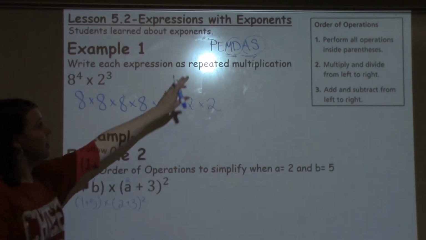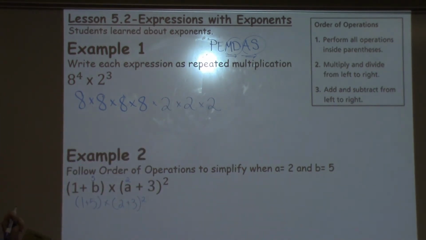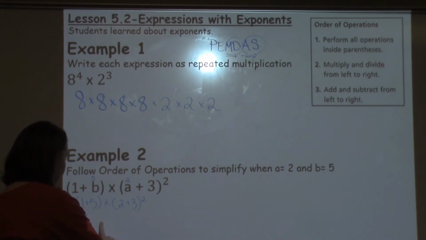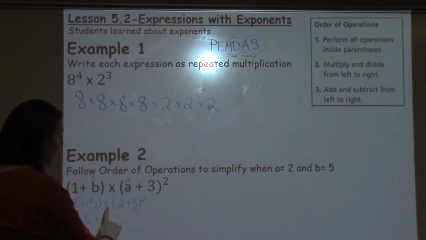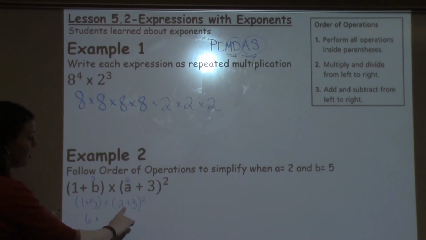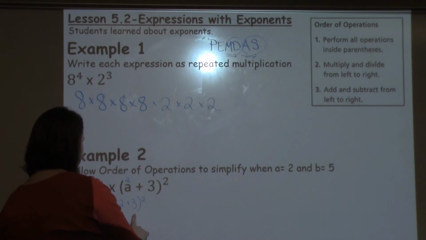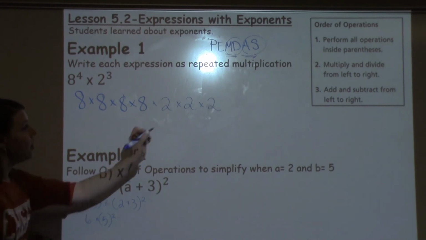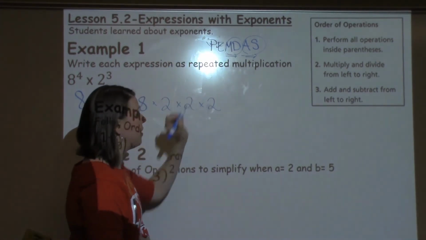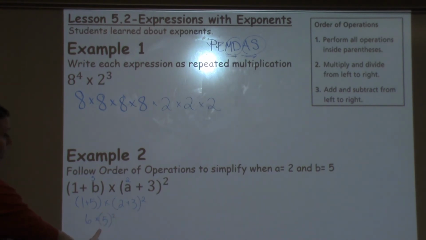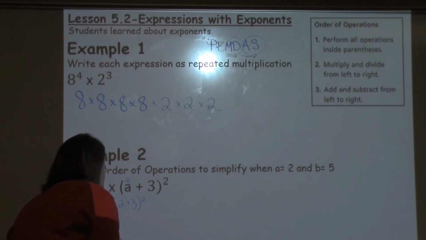Alright, the first thing I need to look at is my parentheses. My parentheses, I'm going to move from left to right again. So I'm going to look at this one and I've got 5 plus 1, which is 6. I'm going to go ahead and write that down here. Times, I'm going to go to my next parenthesis, which says 2 plus 3, which is 5, still in my parentheses, to the 2nd power. So I've used my parentheses. Now I need to go to my exponents. When I look at my exponents, I've got 5 to the 2nd power, which is really just saying 5 times 5. So I'm going to take 5 times 5, which I know equals 25, times 6.